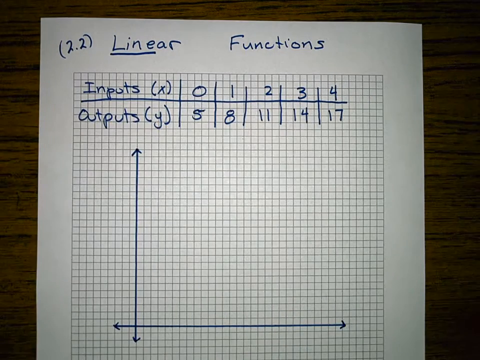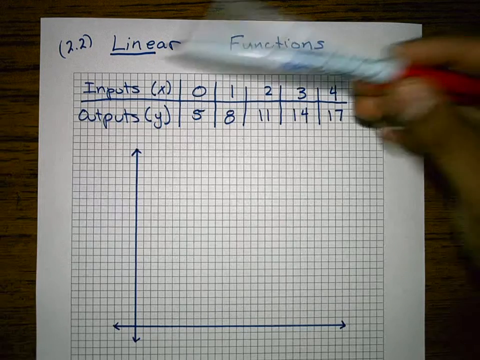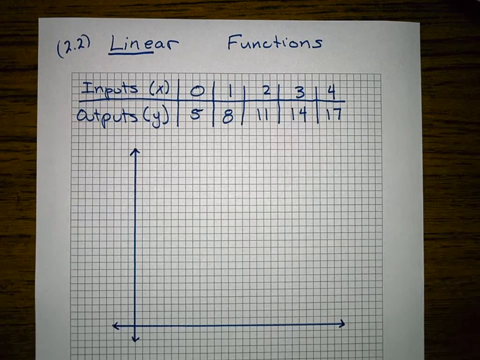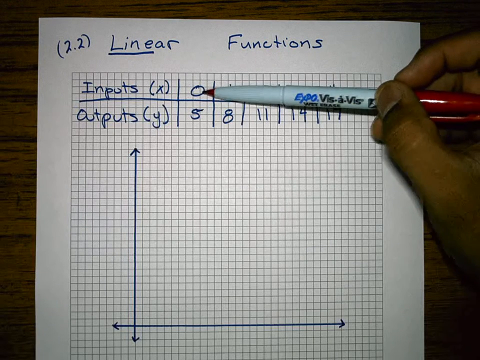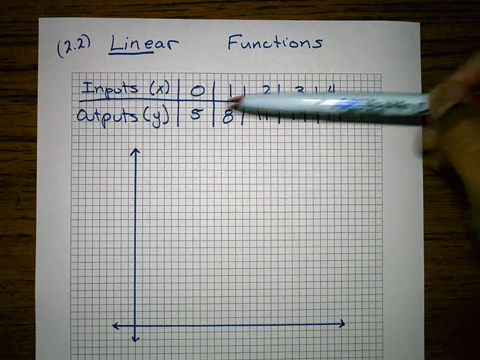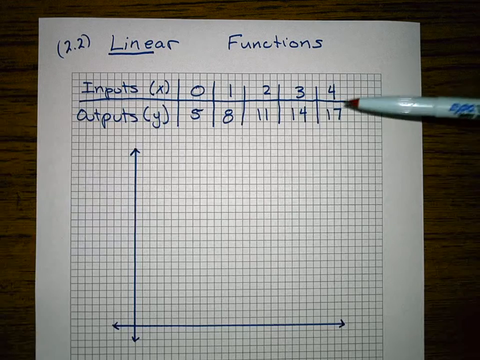So for something to be linear, the change in the outputs has to be the same. We're talking about functions, so it's about plugging something in and always getting the same output. Looking at this, these are my inputs: 0, 1, 2, 3, and 4. These are my outputs: 5, 8, 11, 14, and 17.